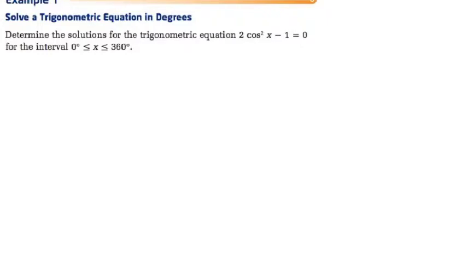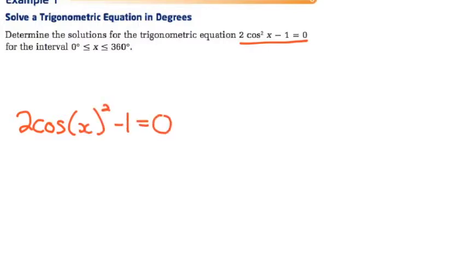A note on using the calculator: it can't actually take the equation in this format with cosine squared. The way the calculator would take it is 2 cosine of x, squared, like so, minus 1 equals 0. So we'll move over to the graphing calculator.